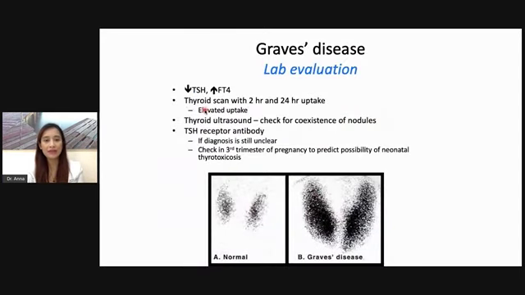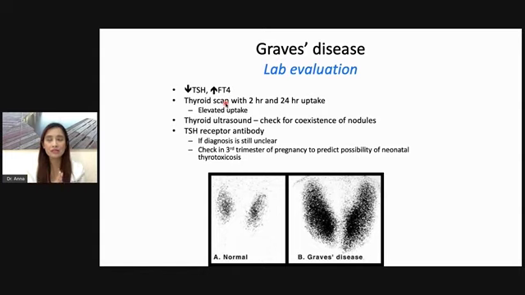So how do we evaluate these patients? Of course, the picture of the thyroid function test will be a suppressed TSH and an elevated FT4, signaling primary hyperthyroidism. And the next most important test would be to do a thyroid scan to confirm the presence of an increased uptake in the thyroid gland.